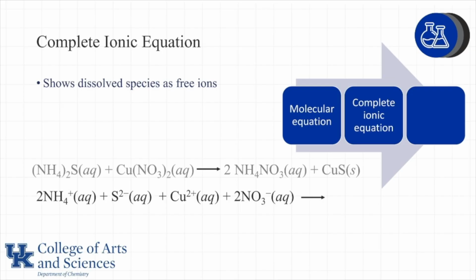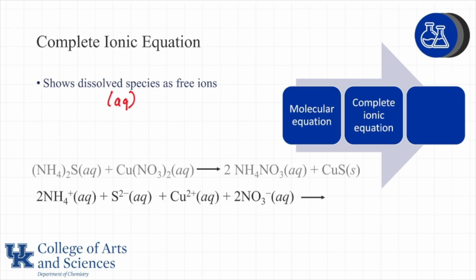So those substances which are soluble in water, and those are indicated by the (aq) for aqueous. We have (NH4)2S aqueous plus copper nitrate aqueous. So we can break those up into the ions and we get NH4+, S2-, Cu2+, and NO3- with the appropriate coefficients for balancing.